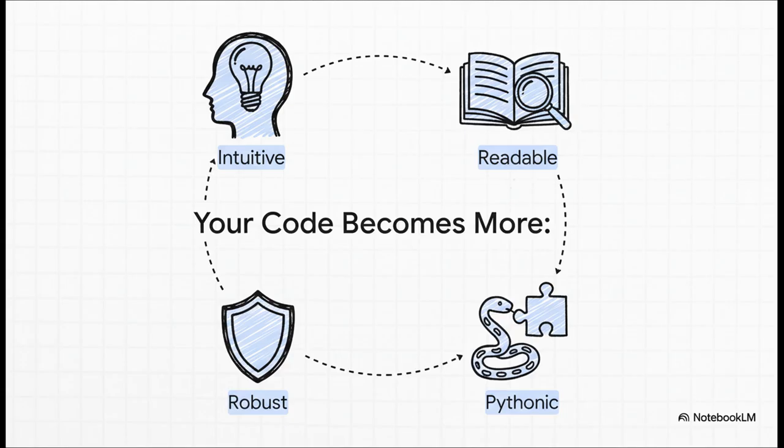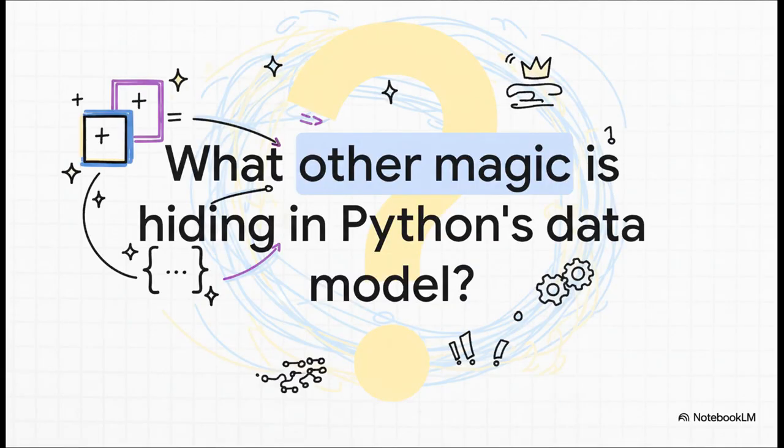It stops feeling like this weird custom thing you bolted on and starts feeling like a natural, integrated part of the language. And honestly, we've only just scratched the surface today. We covered representation, comparison, and truthiness, but the data model lets you customize everything. You can teach your objects how to do math with __add__. You can make them iterable with __getitem__. There's a whole world of power just waiting for you in those Dunder methods. So the real question is, what superpower are you going to give your objects next?